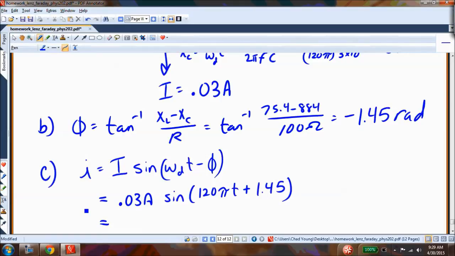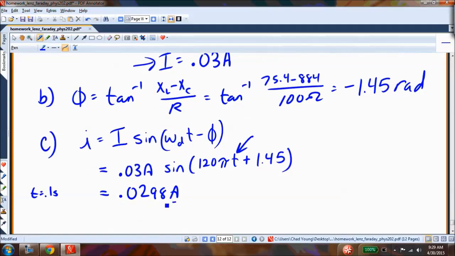And then for part D, if I want to know this at t equal 0.1 seconds, I just plug in 0.1 here for t, and I find that the current is 0.0298. So it's actually really close to my maximum current. So at 0.1 seconds, I'm right at the peak of the current. Okay, so that's my current at 0.1 seconds.